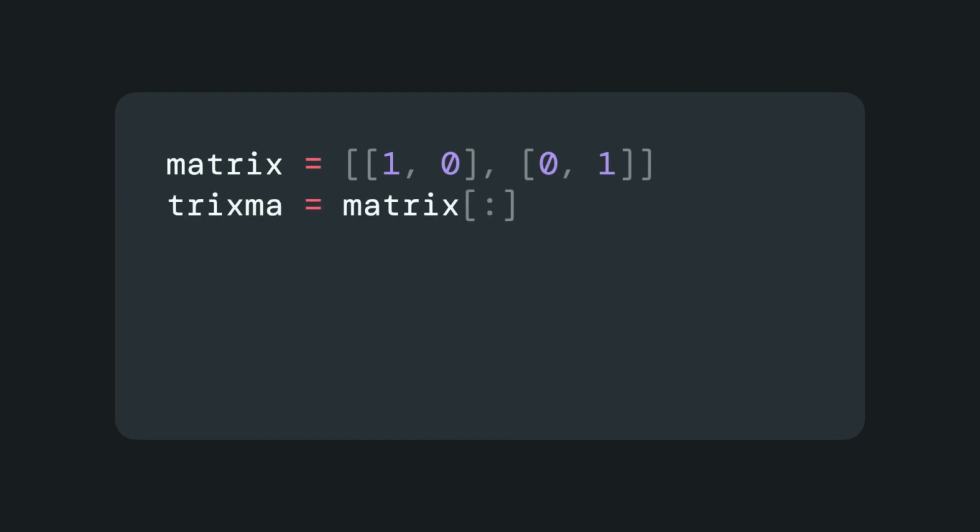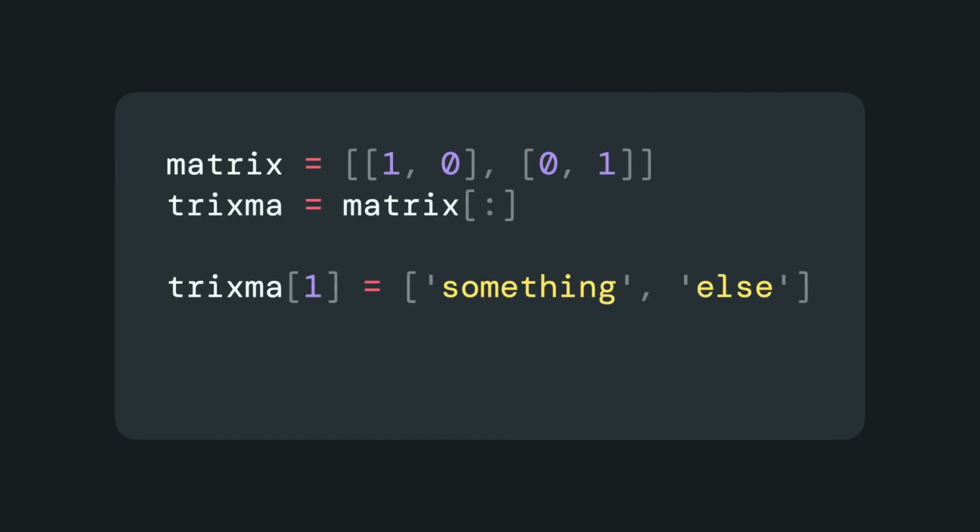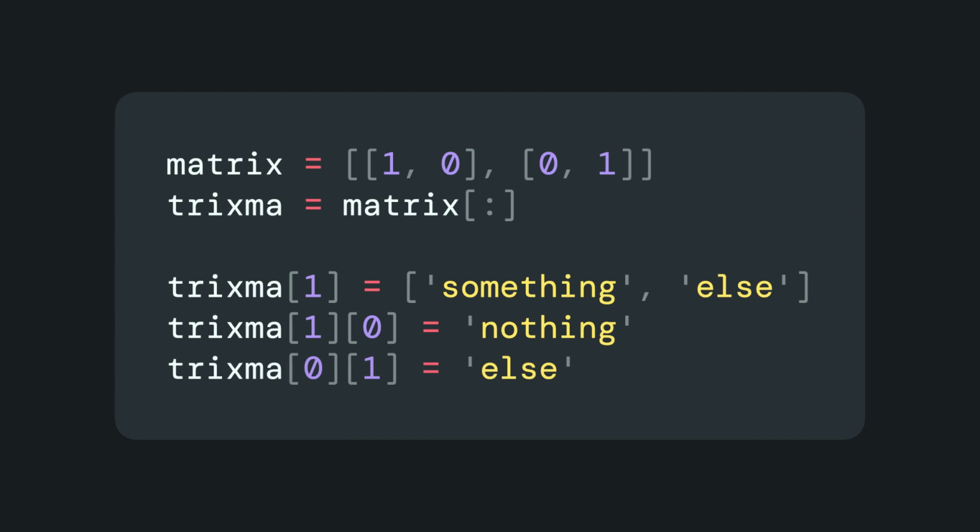Hello world, I'm going to start this episode with a question and end it with a solution for it. You have an identity matrix, then there's trixmo which is created by slicing matrix, then a list is assigned to trixmo of 1, the string nothing is assigned to trixmo of 1, 0, and the string else to trixmo of 0, 1. What do you think will the contents of matrix and trixmo be after these assignments?